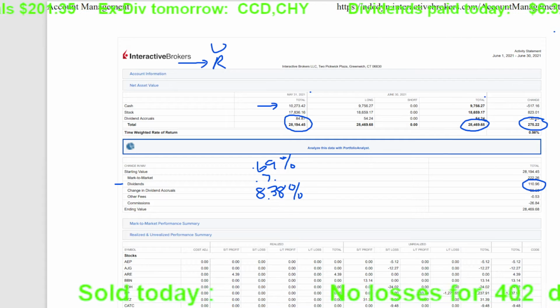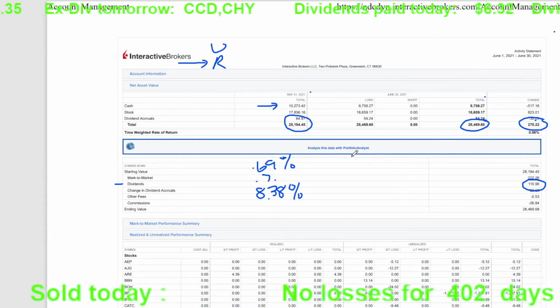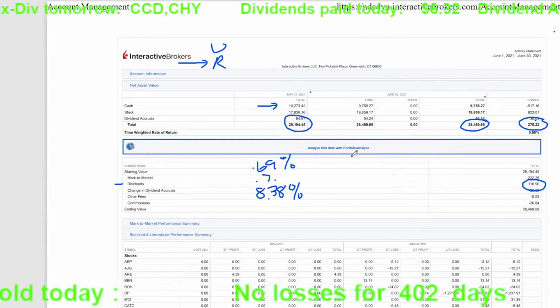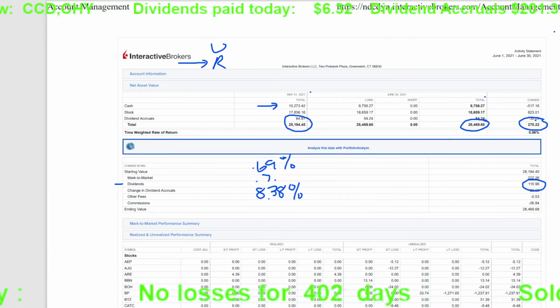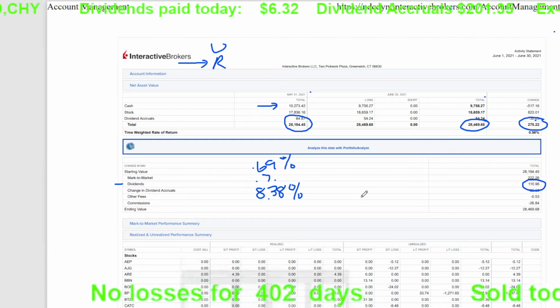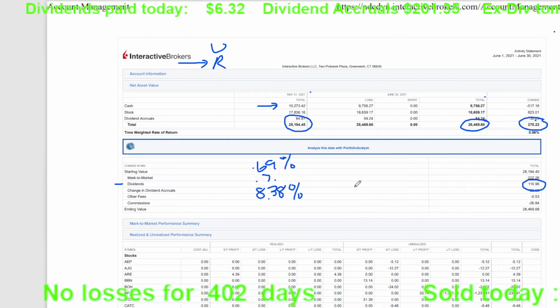So we would not buy those if they are positive, meaning they're above water. But in a nutshell, that's where this account stands.